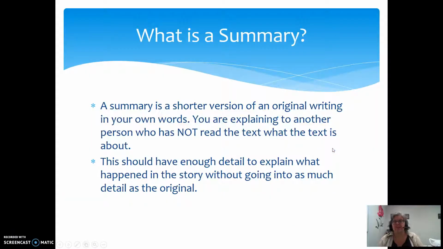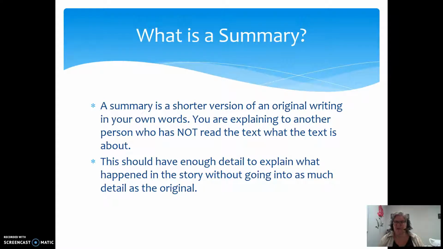So what is a summary? A summary basically is a shorter version of the original in your own words. Right. What you're doing is you're explaining to somebody else who has not read this text what the text was about. And so you're going to explain it in enough detail that the other person can understand it, but not in so much detail that you're recreating the original for them.